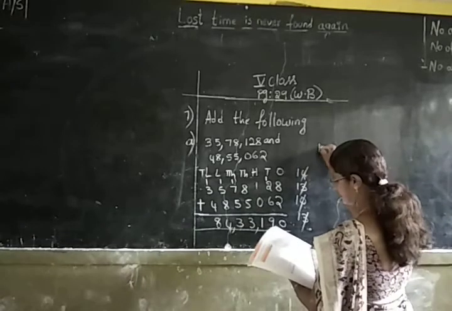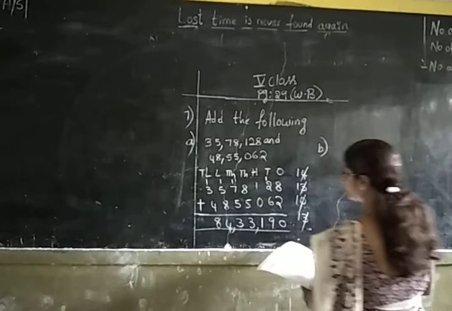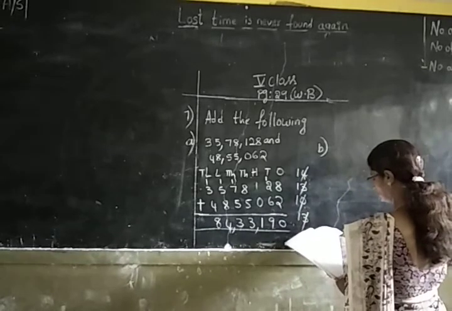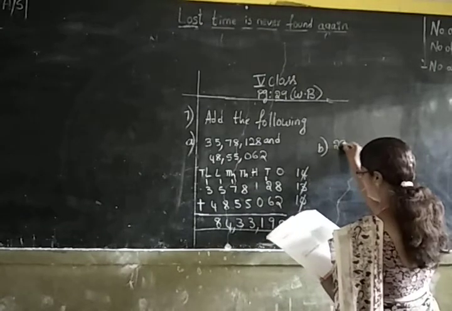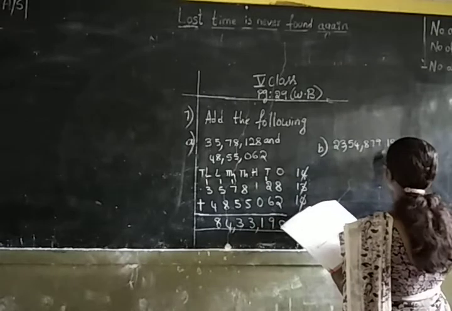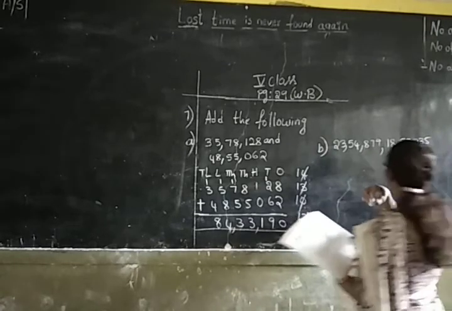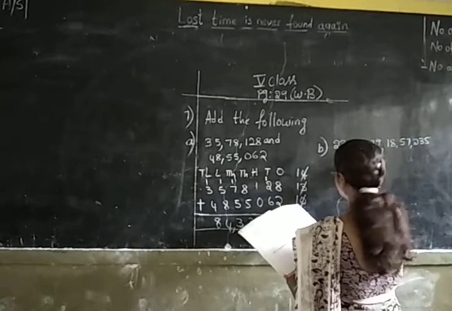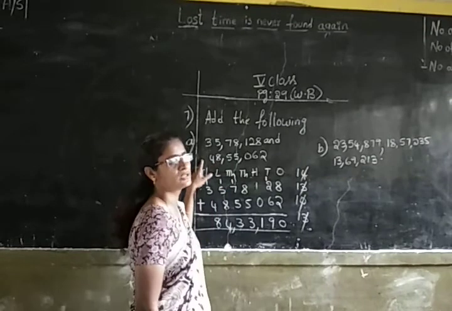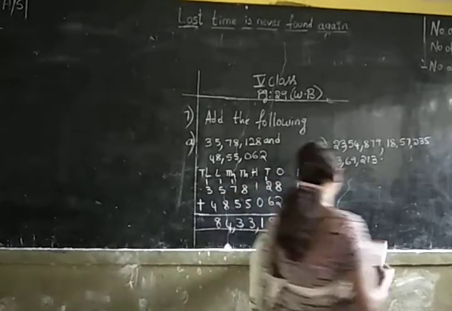Now let us do the B sum. 18,57,235. Next, 13,69,230. Okay, children, in the previous sum we were given only two numbers. Here we are given three numbers. You have to add these three numbers in columns. First, let us write down the places.